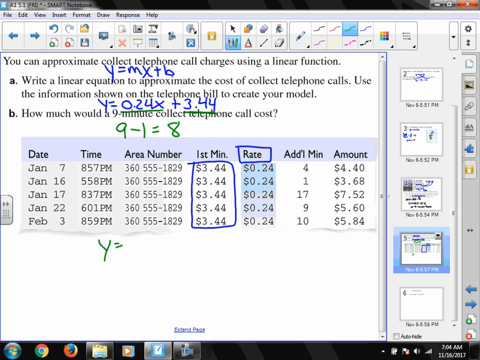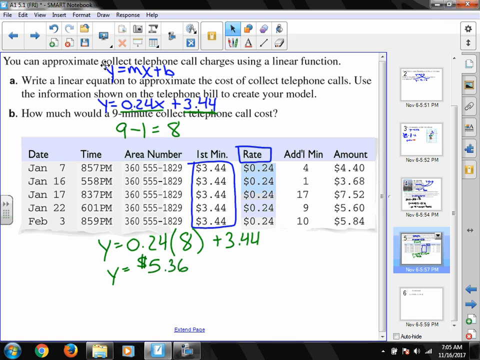So I'm going to plug into my equation. y is equal to 0.24 times my additional minutes, which is going to be 8, plus 344, which is going to give me a total cost of $5.36. So once you get your equation, usually pretty easy to plug into it and answer the second part of the question. So hopefully this helps.